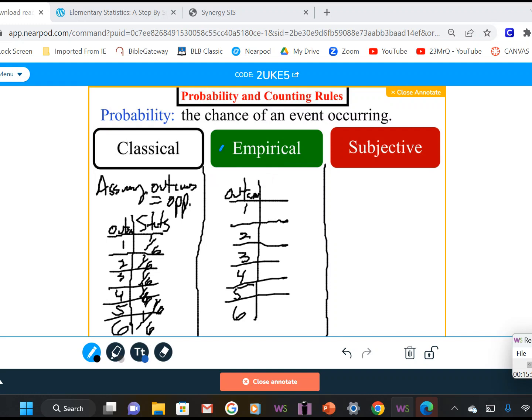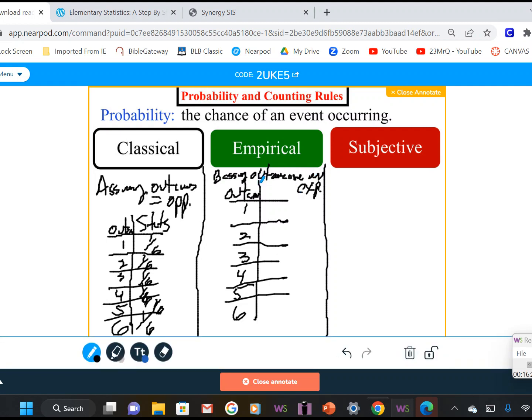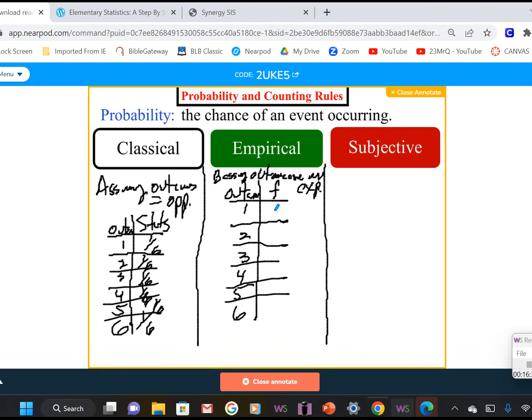Right, so this one would be basing outcomes on experience. However, specifically what? How do we get the probability for this one? Who remembers? JC. Yes, F for frequency. For this one, we need the frequencies. We start tallying for each. You guys remember that? Yes? And so on and so forth. And then we come up with a probability using the frequencies.